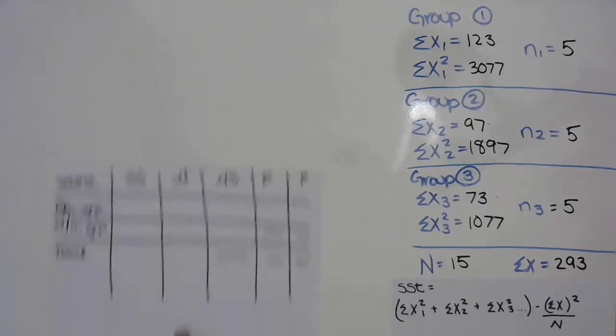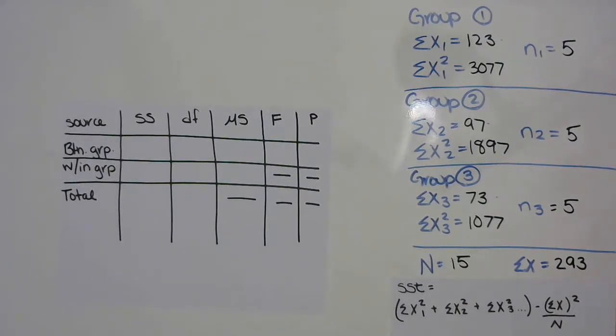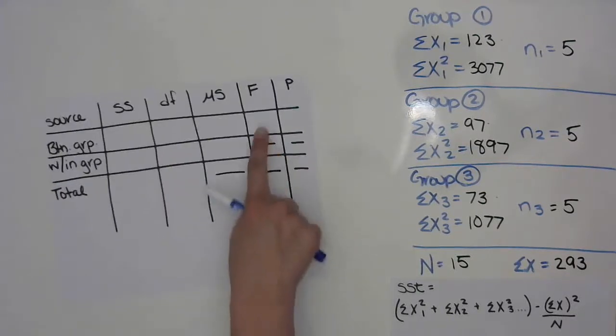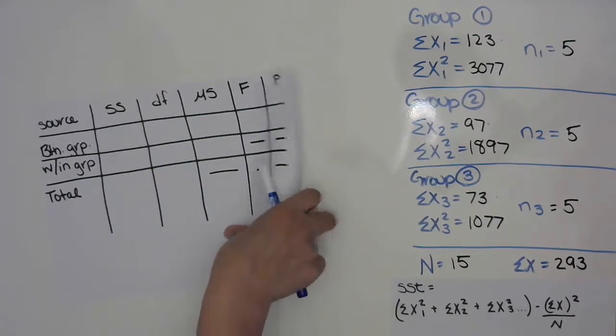I have gone ahead and drawn up a little chart to keep our information organized. This is exactly what you're going to see on your homework, and it'll allow us to put all of our answers in one spot, so that we can clearly see our results at the end for our F value and our probability as well.